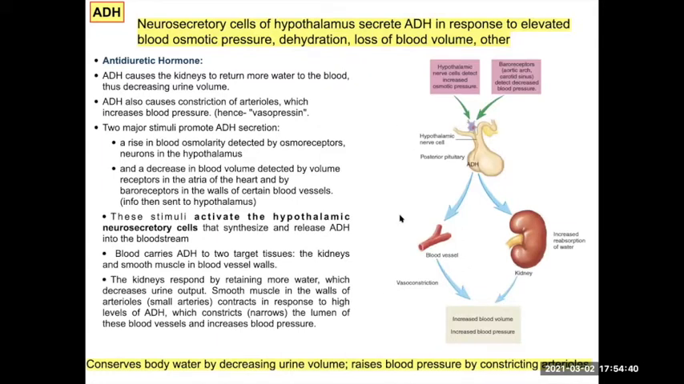So let's talk a little bit about this ADH, anti-diuretic hormone. These neurosecretory cells of the hypothalamus are secreting them, and they're going to do so because those neurosecretory cells can detect levels of elevated blood osmotic pressure. That is, when you're basically dehydrated, the solute concentration is greater, so you'll have greater osmotic pressure in your blood. So these are all kind of related. Dehydration, loss of blood volume, it's going to detect that somehow.